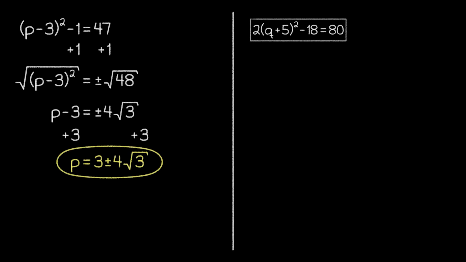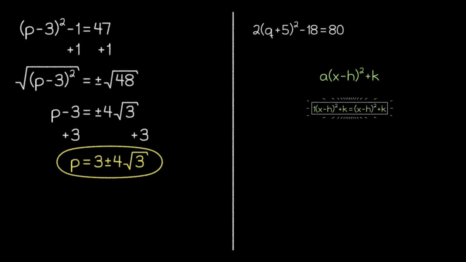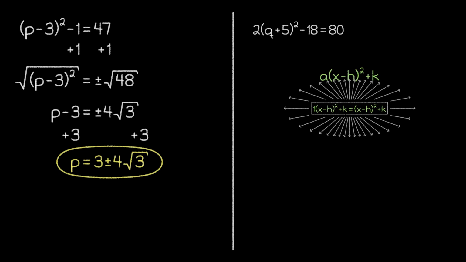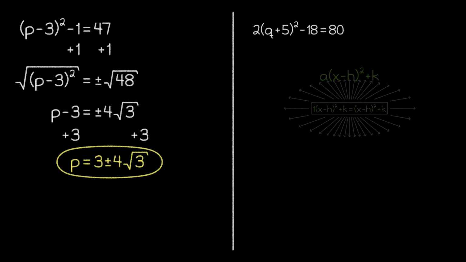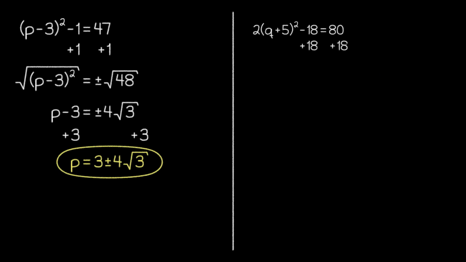Our next problem contains an aspect of the vertex form that we've avoided up to this point. Notice that there's a constant in front of the parentheses, which represents the a value in the official vertex form. So far, we've only looked at situations where a is 1, but it's time to venture outside of that box. We can still start, as usual, by adding 18 to both sides.